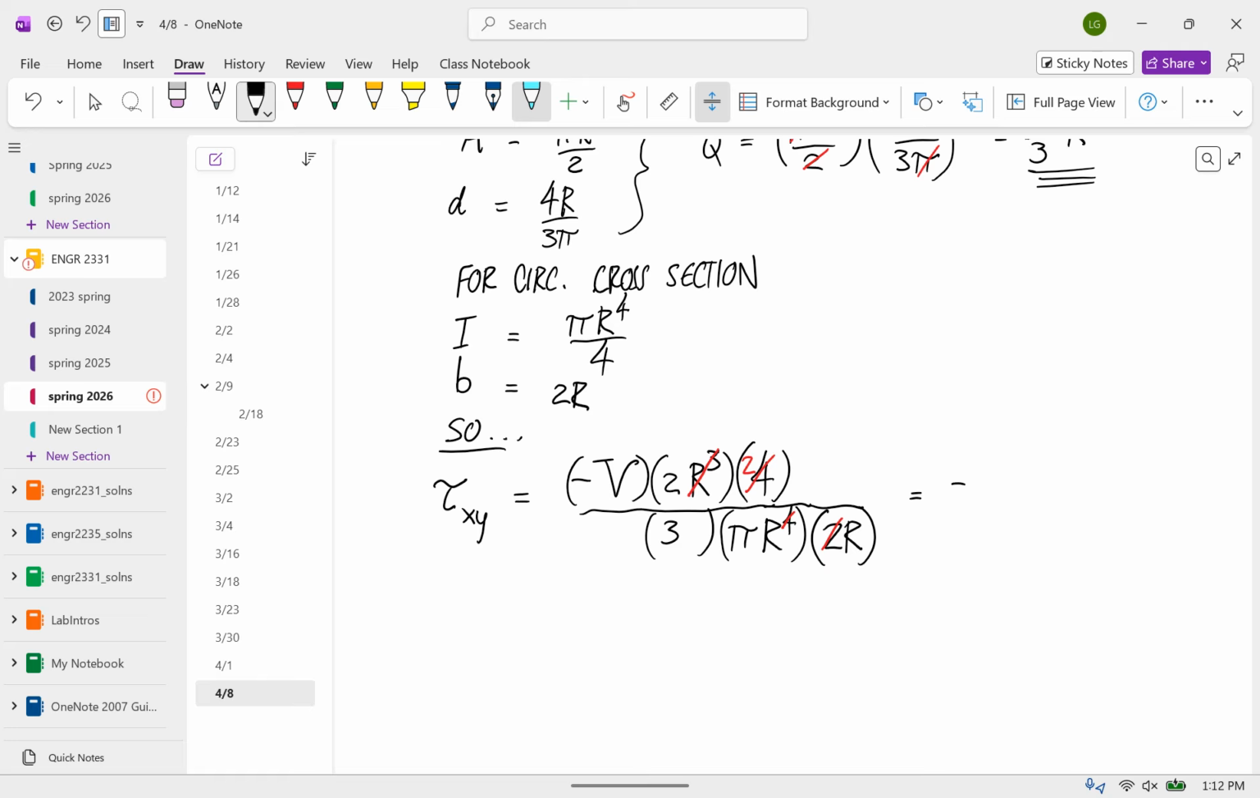And you get a formula: negative 4 over 3 pi r squared times the shear force. I think that's right. But basically, since you're always doing the calculation with a circular cross section involving shear force at the neutral axis, it's always the same formula for the stress due to shear force, depending only on the radius and the shear force.